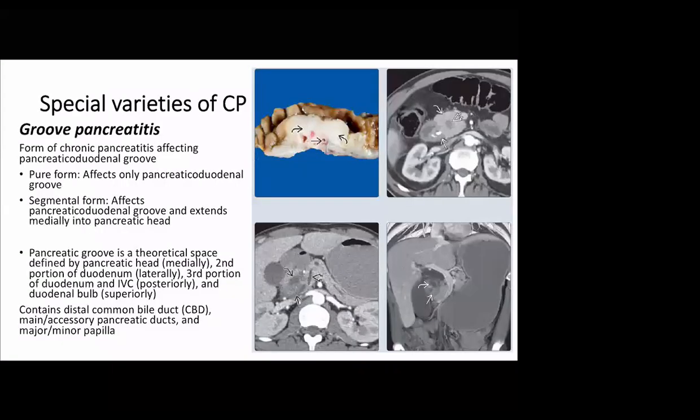Other variety of chronic pancreatitis is the groove pancreatitis, which is a form of chronic pancreatitis affecting the pancreaticoduodenal groove. B2 forms, the pure form اللي affect only the pancreaticoduodenal groove, and the segmental form اللي affect the pancreaticoduodenal groove and extend medially into the pancreatic head. The pancreatic groove is a theoretical space defined by the pancreatic head medially, second part of the duodenum laterally, the third part of the duodenum and IVC posteriorly, and the duodenal bulb superiorly. It contains the distal common bile duct, accessory pancreatic duct, and the major or minor papillae.